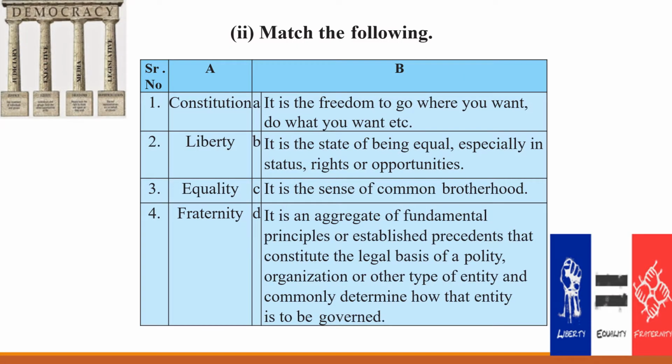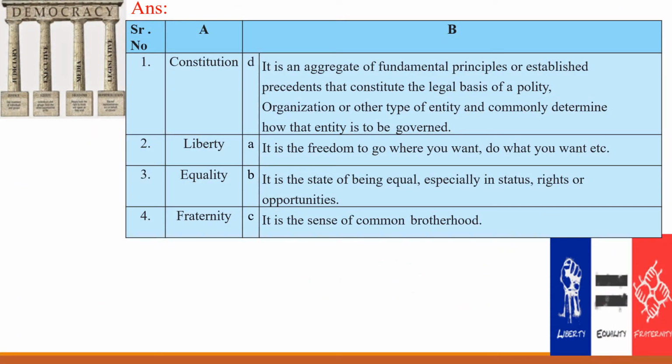The next question is match the following. In column A, Constitution, Liberty, Equality and Fraternity are given. We need to match the descriptions of it in column B. Constitution is matched with D. It is an aggregate of fundamental principles or established precedents that constitute the legal basis of a polity, organization or other type of entity and commonly determine how that entity is to be governed. In short, it is a rule book to govern any establishment.